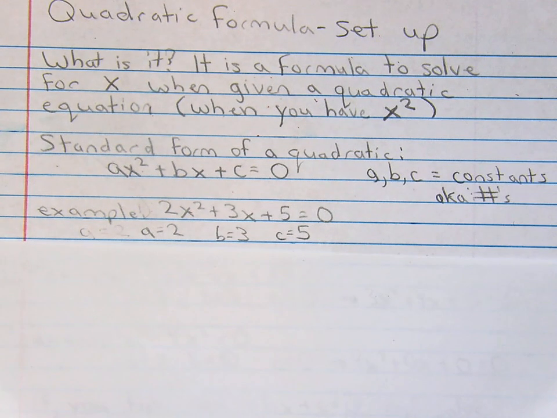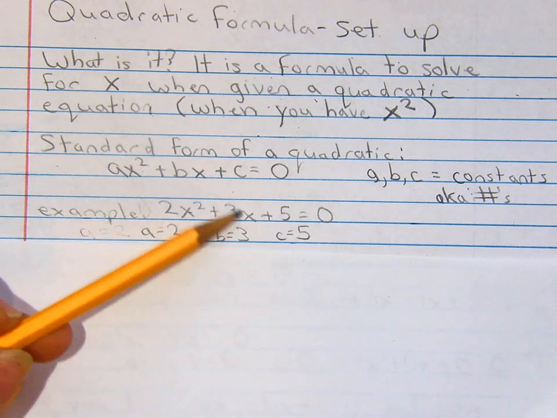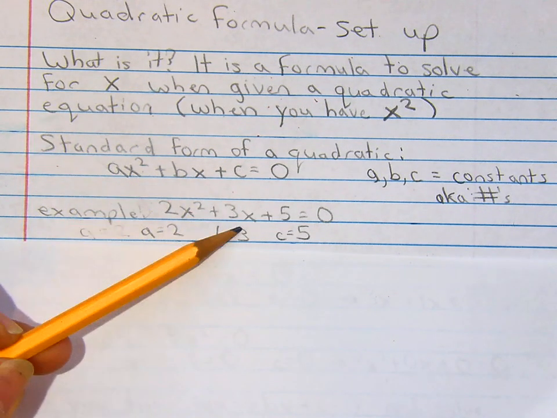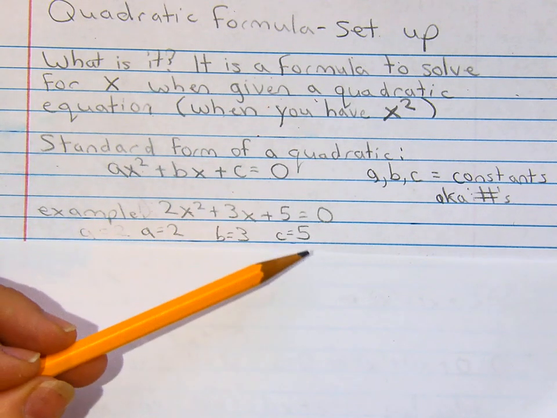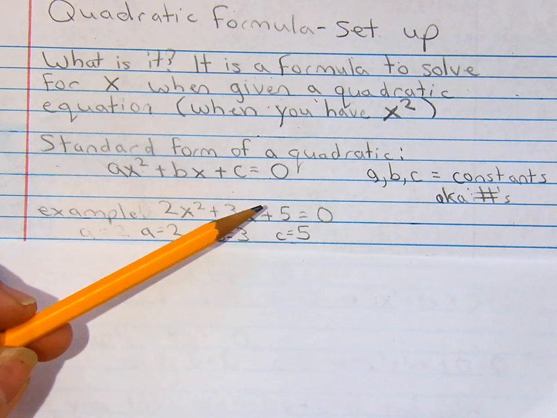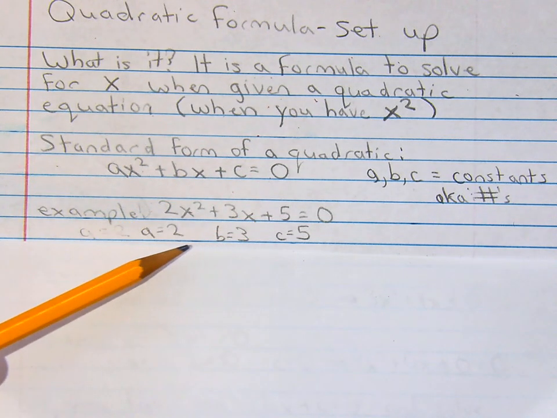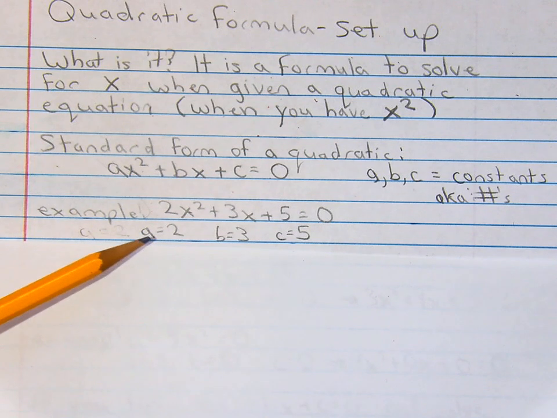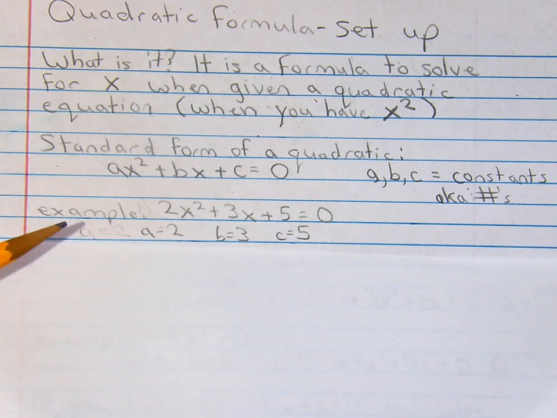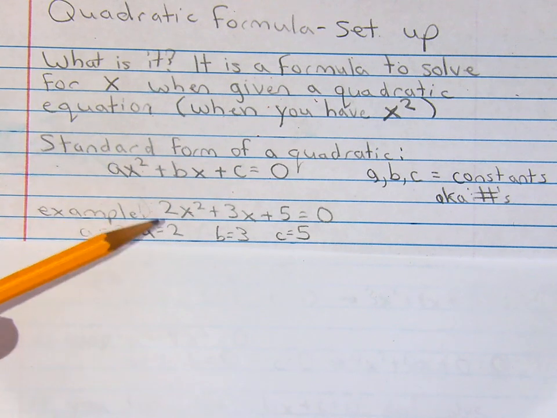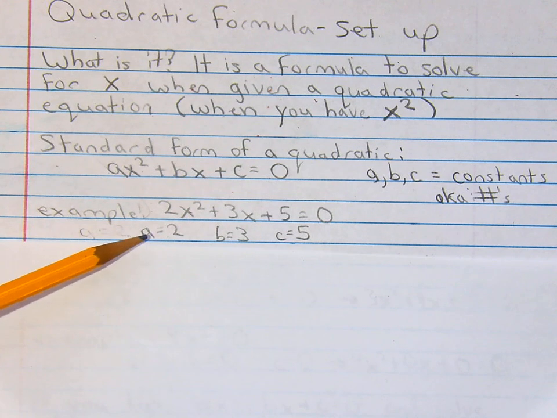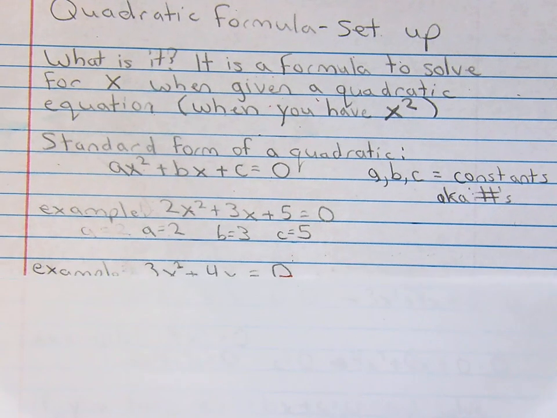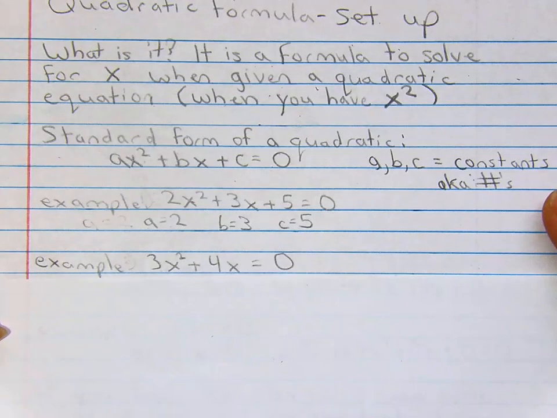So in our example, we have our a, which is our 2. We have our b, which is the constant in front of x, so that's a 3. And we have our little constant out here all by itself, which would be my c, and thus is 5. So this part here is essential, being able to identify your constants, because you're going to need that when it comes to the formula. So know what your standard form is, being able to identify your constants, and which letter they represent.